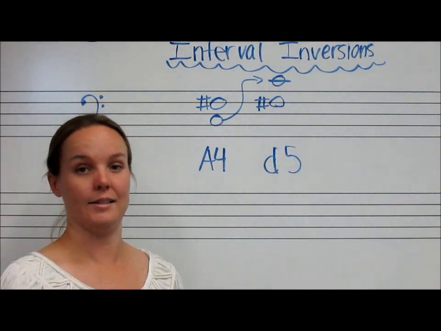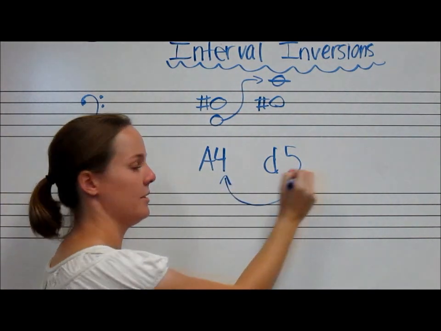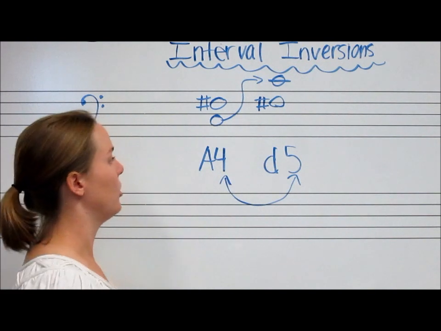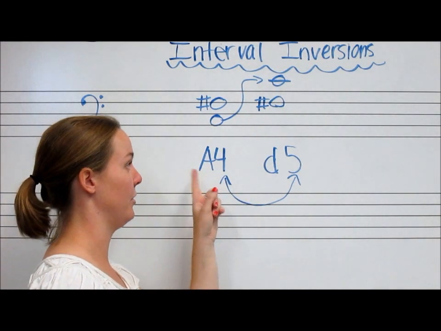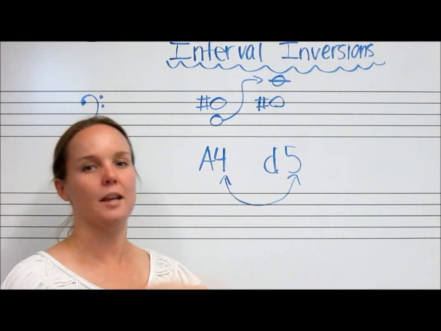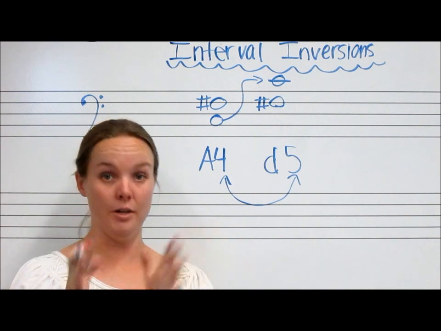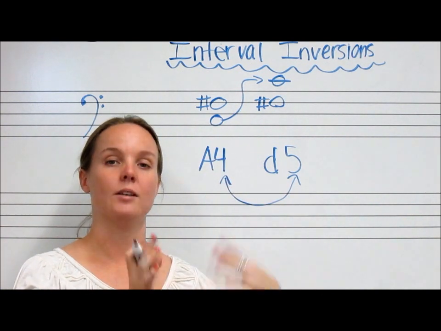So one thing stays the same. Your quantities still add up to 9. 4 and 5 still equal 9. Okay? Your qualities flip. So you're going from augmented, if you have an augmented interval and you invert it, it becomes diminished. And the same works the other way around. If you have a diminished interval and you flip it, you invert it, your next interval is augmented.